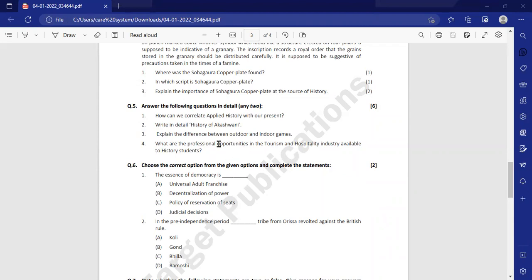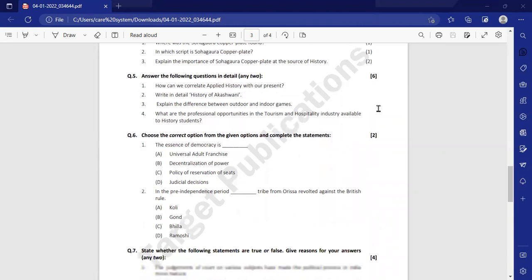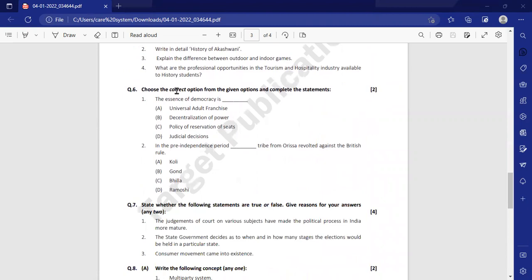Question 5, any 2 out of 4, carrying 6 marks. Question 6. Now from question 6, PS begins. Here there will be the label of political science. Okay. Choose the correct option from the given options and complete the statement. Now 2 marks are there. It is compulsory, like question 1A. Question 1A was compulsory. B was compulsory. Same here, question 6 is compulsory for all of you.